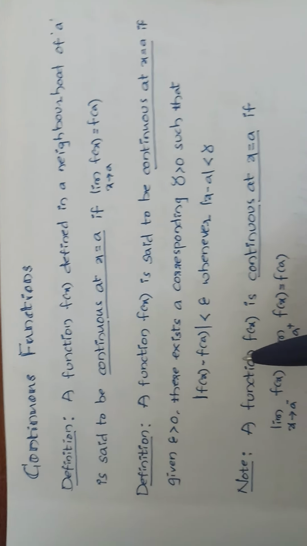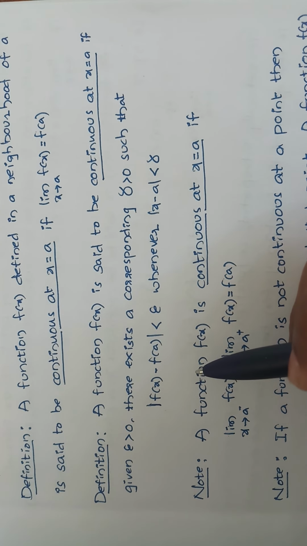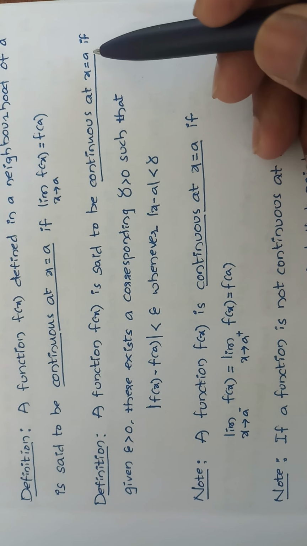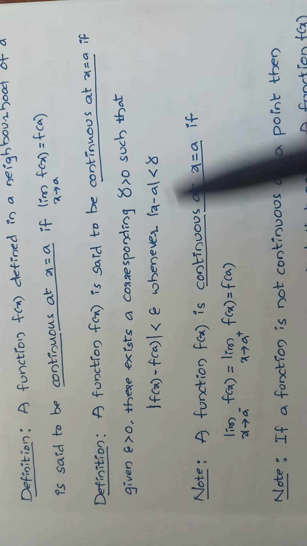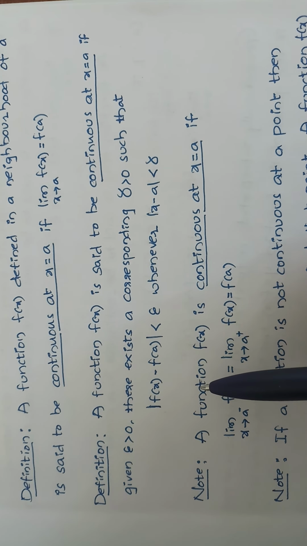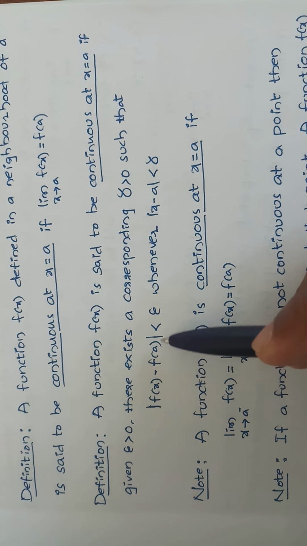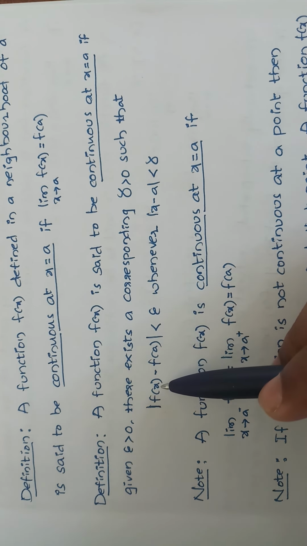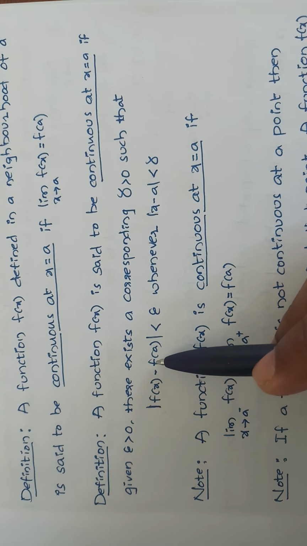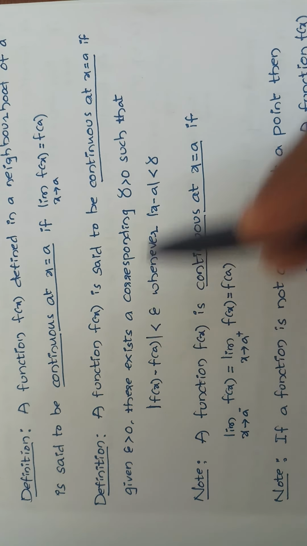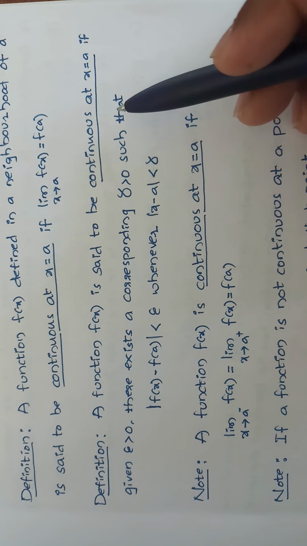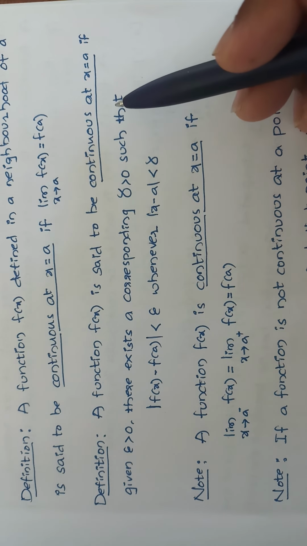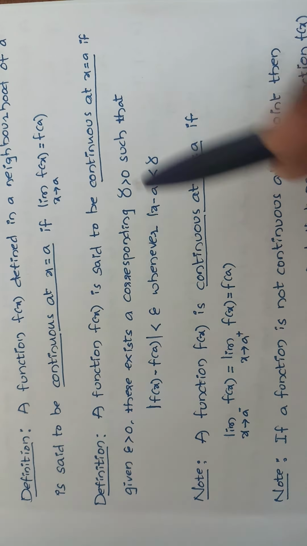So another definition of this is: a function f of x is said to be continuous at x equals a if, given epsilon greater than 0, there exists a corresponding delta greater than 0 such that modulus of f of x minus f of a is less than epsilon. So this can be written as the limit as x tends to a of f of x is equal to f of a. This is the epsilon delta definition for a continuous function.